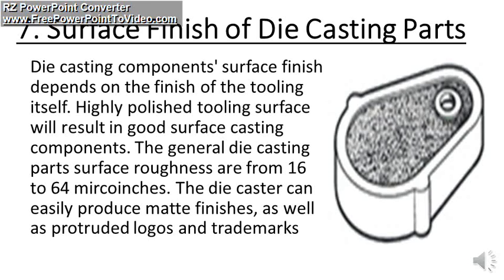Surface finish of die casting parts. Die casting component surface finish depends on the finish of the tooling itself. Highly polished tooling surface will result in good surface casting component. The general die casting part surface roughness is from 16 to 14 micro inches. The die caster can easily produce matte finishes as well as protruded logos and trademarks.